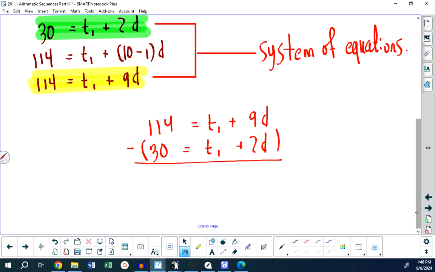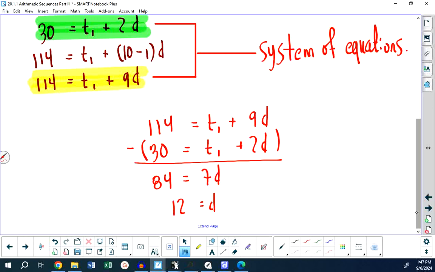So 114 minus 30, help a guy out here. I'm pretty sure it's 84, but sometimes on Friday my brain shuts down a little early. And then 9D minus 2D is 7D. So now I can find out what D is. I'd like to say 12. Is that right? 12. So 84 divided by 7 is 12. I now know the common difference.